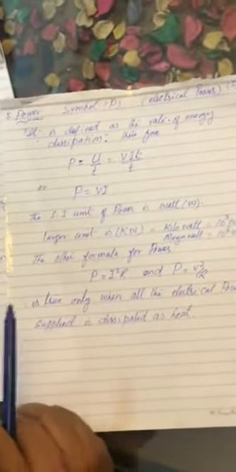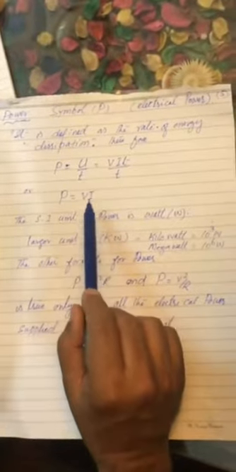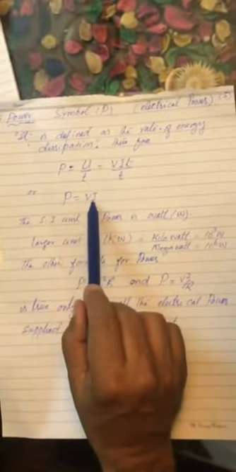Number 5, power. Symbol P. It is electrical power. It is defined as the rate of energy dissipation. Therefore, P is equal to W upon T or U upon T. It is equal to VIT upon T, or P is equal to VI. It is a product of voltage and current.